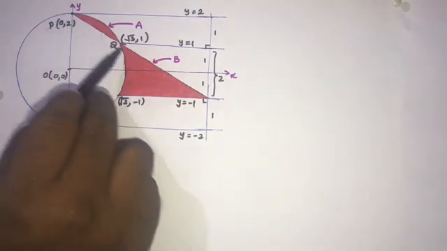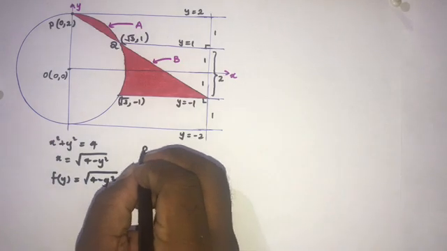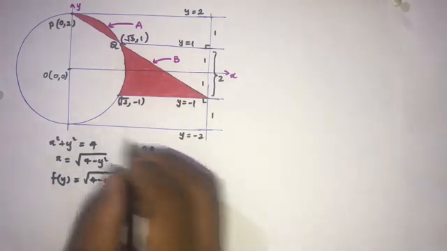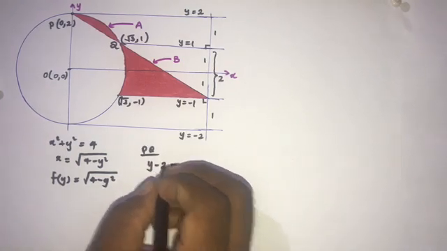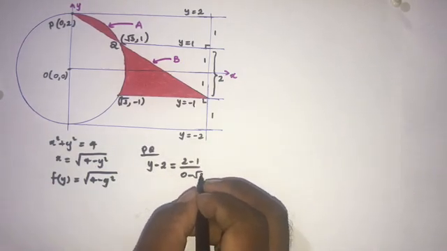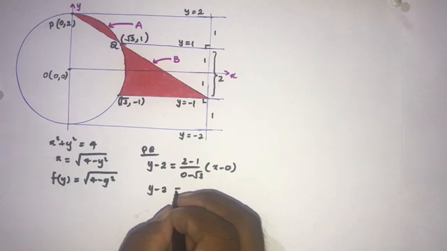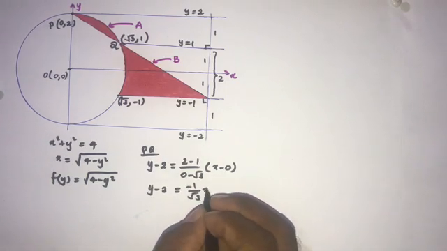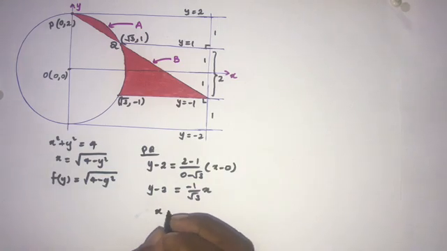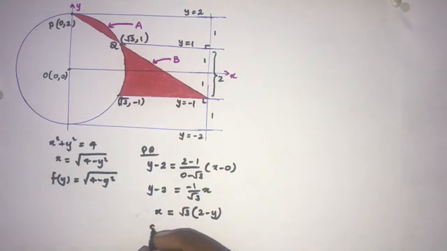Okay, then we can find the line equation of PQ. The PQ equation we can write as y minus 2 is equal to the gradient, which is (2 minus 1) over (0 minus square root of 3), times (x minus 0). So y minus 2 is equal to minus 1 over square root of 3 times x. Now we can isolate x. x is equal to square root of 3 times (2 minus y), and I am going to take g of y is equal to square root of 3 times (2 minus y).